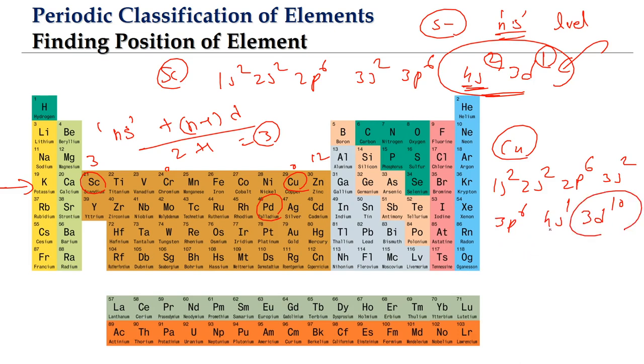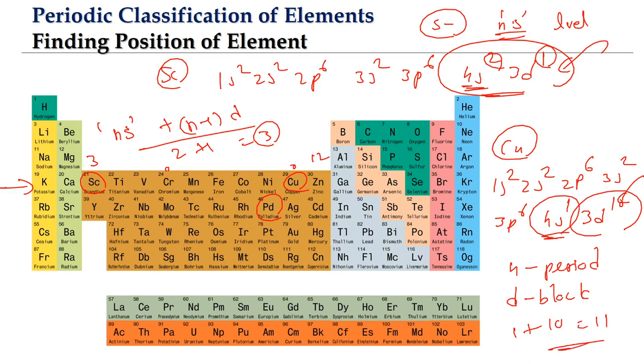Here, what is the outermost orbit? 4th orbit, meaning it belongs to the 4th period. And the last entering electron is going into the d subshell, so it belongs to d block. For the d block elements, how do you find the group number? We have to add ns electrons, meaning 1, plus n minus 1 d electrons, meaning 10. That is 11. You can check it.